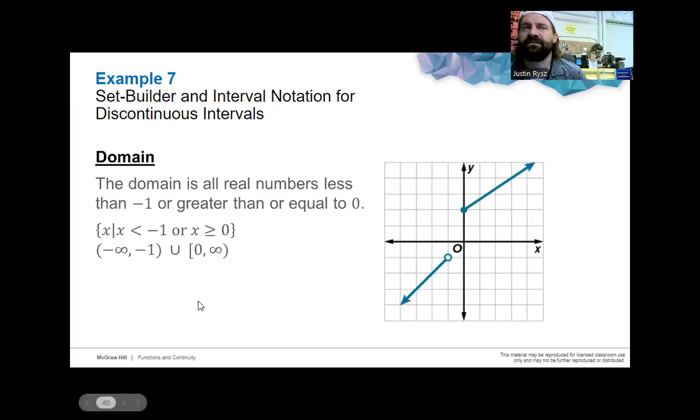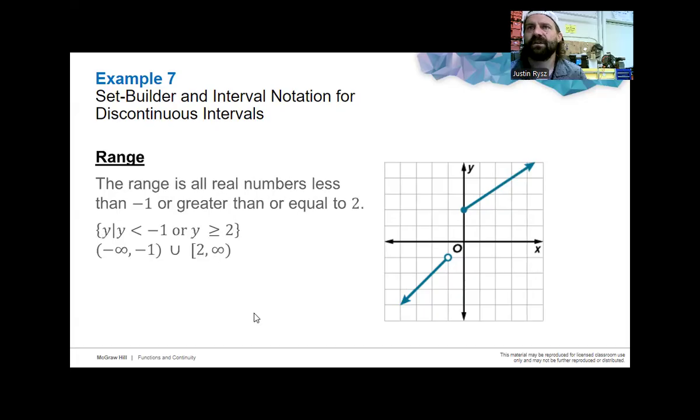Now that you got that, if you need to go back, change your range. Let's see if we can do it again. All right, the range going from down to up, we got everything less than negative 1. That's where the y is. Or everything greater than or equal to 2. So interval notation is from negative infinity to negative 1, soft bracket, because we don't actually get to touch negative 1. But then hard bracket here, because we do start at 2, and then we keep going all the way up.